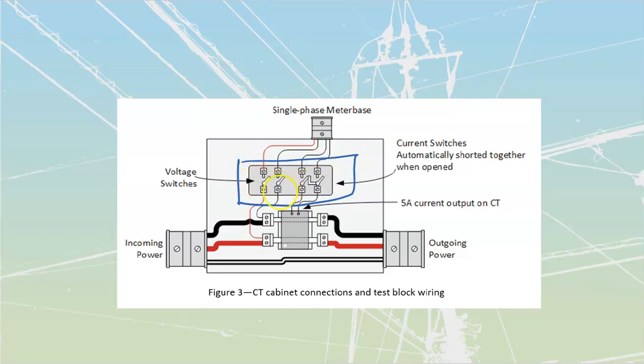Now, this is my test block layout. I'm going to have one set of switches on my test block that I'm going to use for voltage. Over here, you can see they're going to have 240 volts from here to here, so they're going to be measuring both lines at the same time. That's going to get fed into their single-phase meter base, into the voltage section. That would make sense. They're going to be measuring the line voltage at all times.